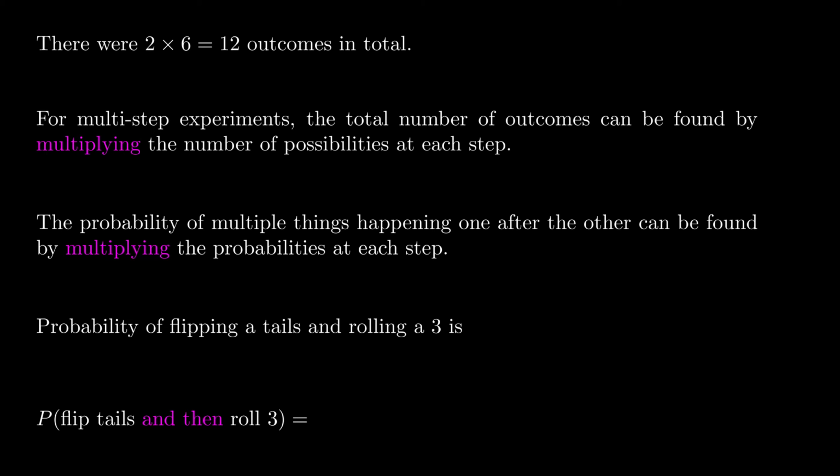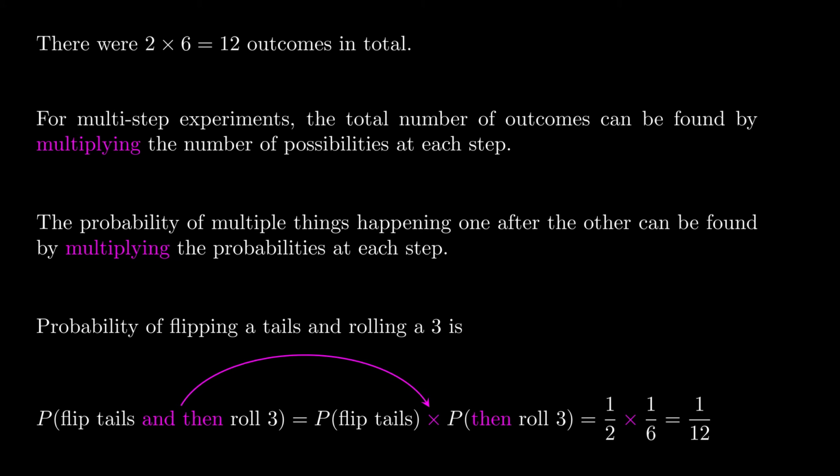Right. Now notice I use the words "and then." I'll come back to that in a second. It's flipping a tails and then rolling a 3. And what that means is we can multiply. We multiply the probability of flipping a tails by the probability of then rolling a 3. And as we know, hopefully from last time, the chance of flipping a tails is 1/2. The chance of rolling a 3, that's only one outcome out of 6. And so we multiply those and we get 1 in 12.